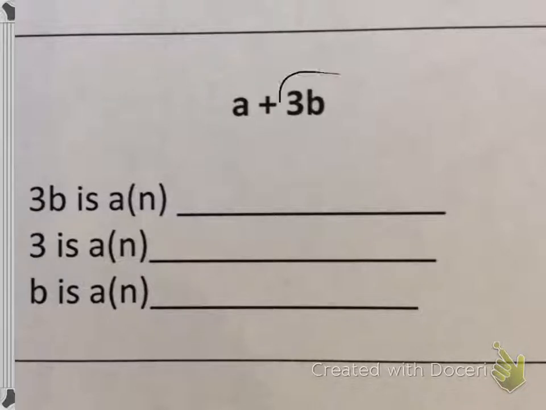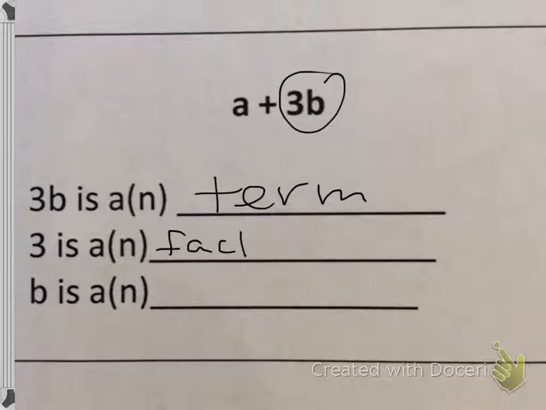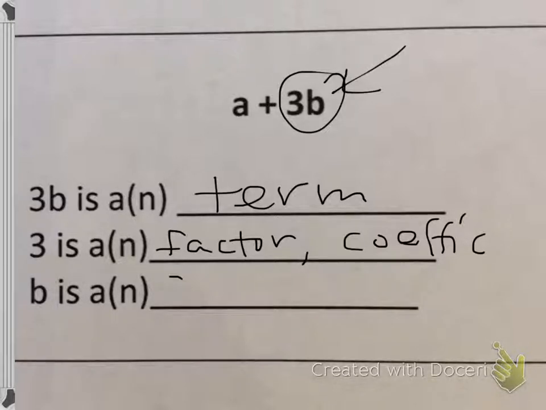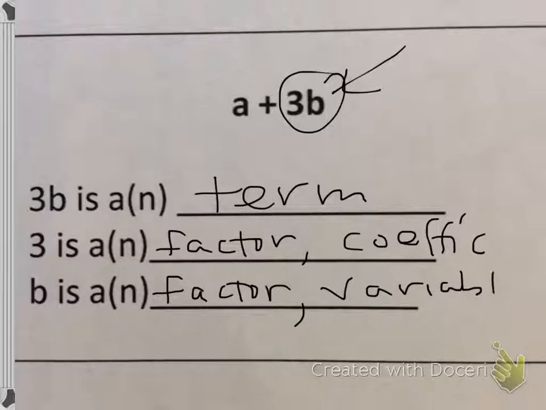3b, the whole thing is actually going to be called a term. The whole thing added or subtracted is a term. The 3 then could be a factor of that term, or in this case also, it could be a coefficient. I'm going to start abbreviating, not writing the whole thing out here. So coefficient on that. B also could be a factor. And B is also a variable. So lots of different answers here on these problems.